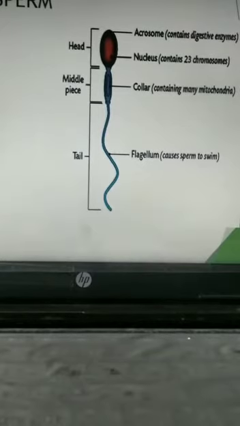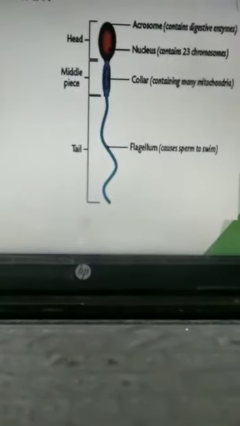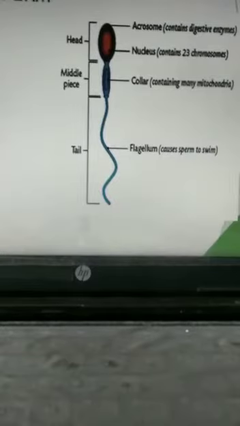The acrosome contains hydrolytic enzymes that help in dissolving membranes of the ovum for fertilization. Next is the neck. It contains proximal centriole, which is necessary for the first cleavage division of zygote, and the distal centriole that is connected to the tail filament.